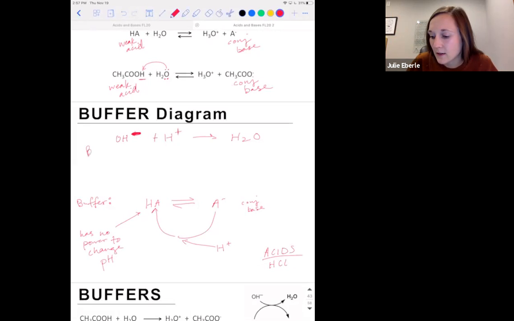If we add a base, a strong base, the strongest one we know is OH minus. Okay, what's going to happen if we add some OH minus? I want to scoot that over. What's going to happen if we add some OH minus, some hydroxide? Hydroxide is threatening to raise the pH. I have to be careful what I say.